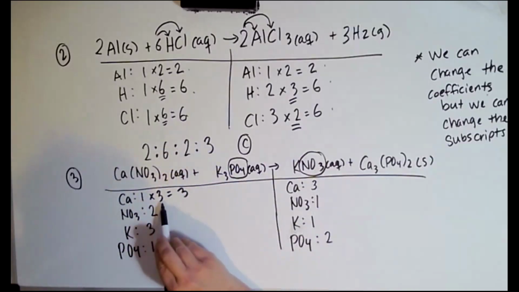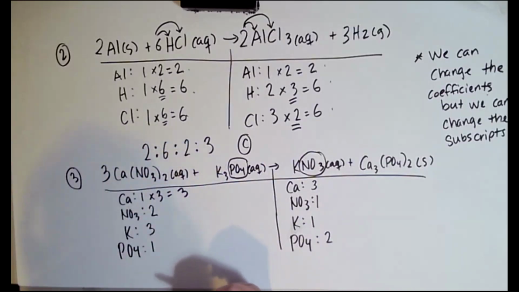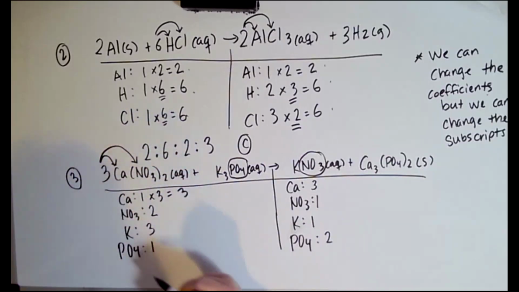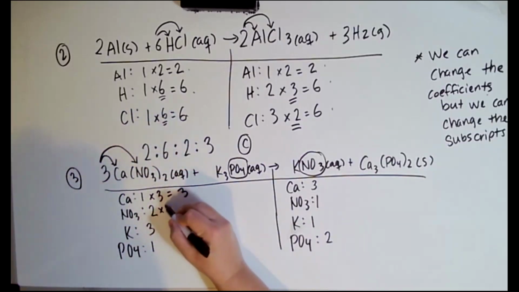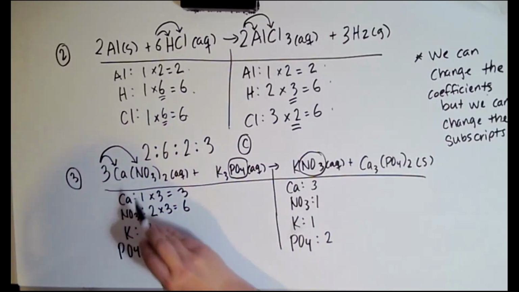So I'm going to have to multiply my calcium compound by 3, which means I'm going to put a 3 out in front. Okay, and that 3 is going to apply to the calcium, but it's also going to apply to my nitrate ion. So I have to multiply my nitrate ion by 3 as well. So I'm going to have 6 nitrate ions on my left side.